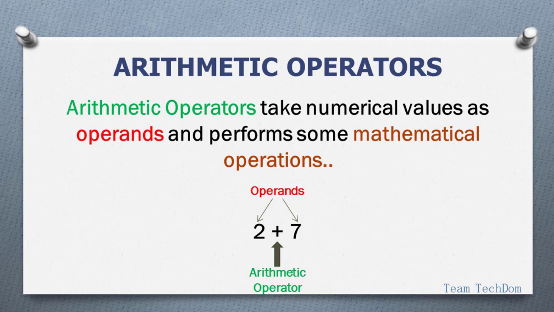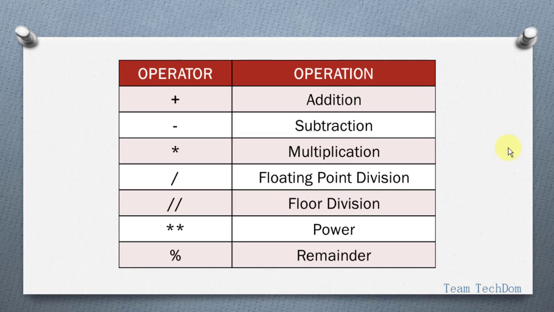Let's look at other arithmetic operators. Here in this table we have our arithmetic operators, and these are the operations they carry out. The first operator is this plus sign, which is used to add two operands together. We have the minus sign, which is used for subtraction, so it's going to subtract one operand from another. And we have the asterisk for multiplication. And we have this single forward slash, which is used for floating point division. And then the double forward slash is used for floor division. We're going to look at this soon.